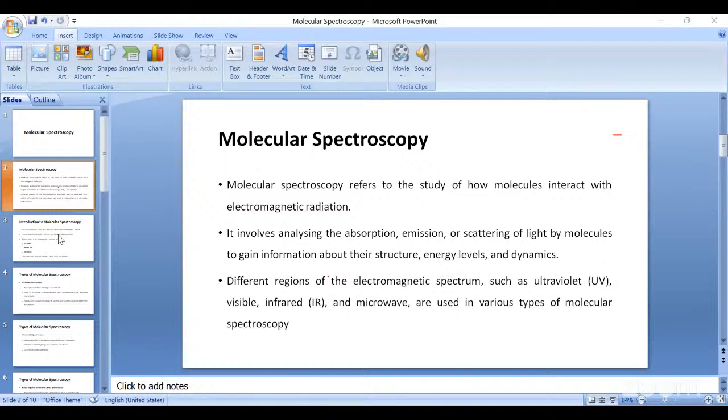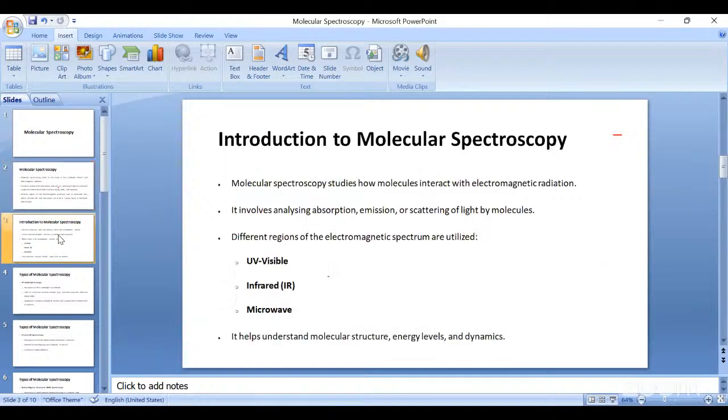So now we'll see the next one. We have different types of molecular spectroscopies. Broadly, if you see the division of molecular spectroscopy, it is into three types: electronic spectra, vibrational-rotational spectra, and pure rotational spectra. So broadly it can be divided into three types of molecular spectra.